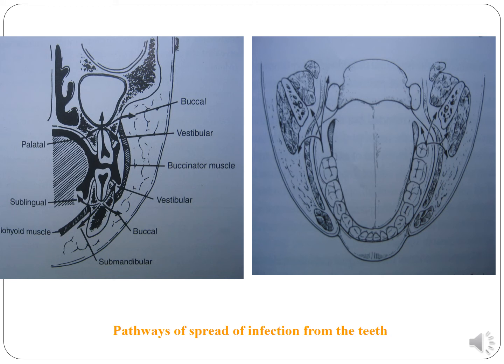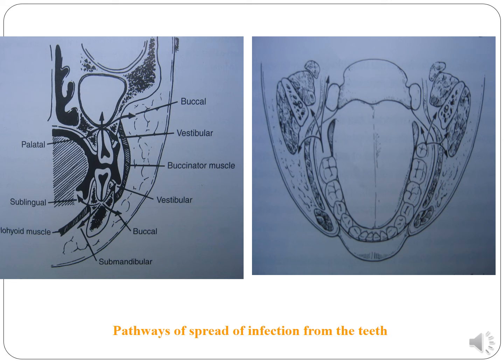So you have this pathway of spread of infection. From the root apex, the pus can go all the ways. It can go up, it can go sideways. Depending on it, either it can be a very mild form of vestibular abscess, or it can go to the subsequent spaces.